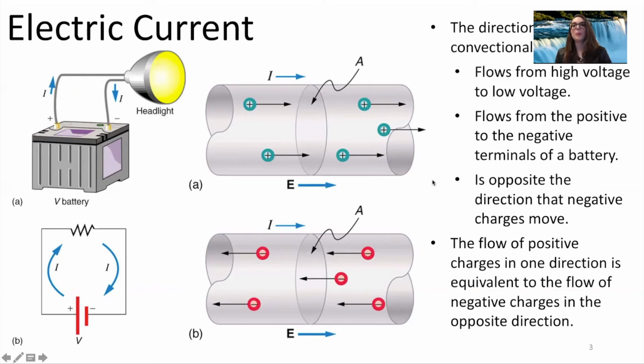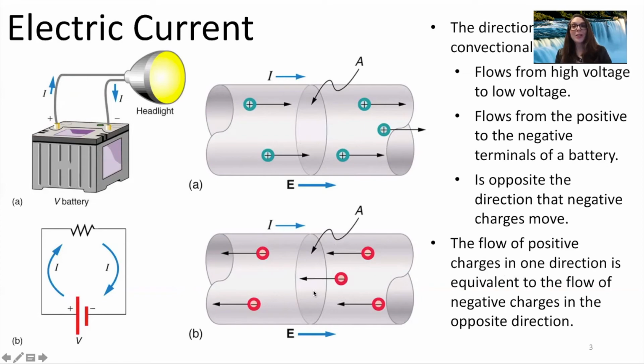Then that current flows to the negative terminal. Now, this flow of current is opposite the direction that negative charges move. So really, when we're talking about current, we're talking about the direction in which positive charges would flow within our circuit. The flow of positive charges in one direction is equivalent to the flow of negative charges in the opposite direction.